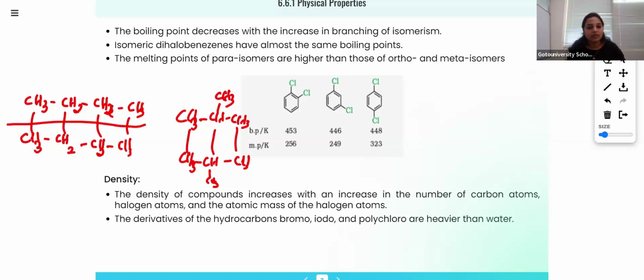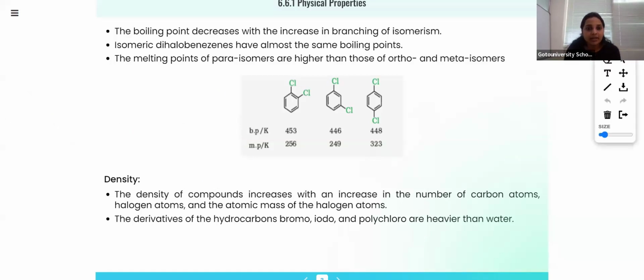If you compare these two molecules, the intermolecular interaction per molecule is here only 3, here 4. So when the branching is increasing, the connection points are missing. That's why the intermolecular interaction is reduced, so the boiling point is decreasing. When branching in the compound increases, the boiling point decreases. But when the chain length increases, the number of connection points increases, so the boiling and melting point increase.